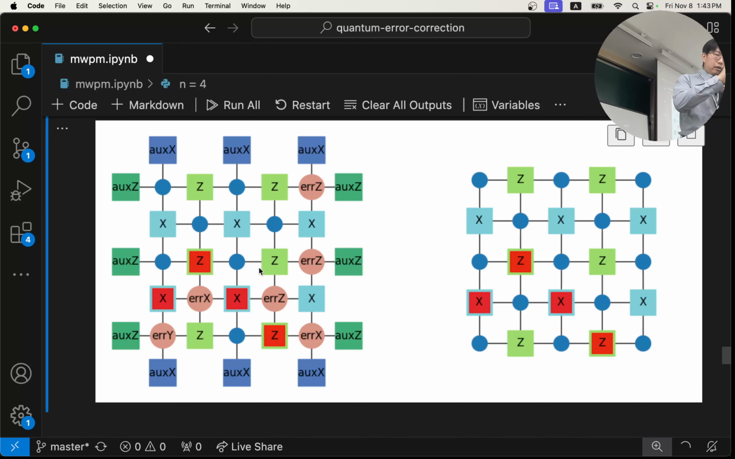So there are more things to do in the actual process of correcting the error, but for now, I want you to fully understand what's going on here. I'll explain again from the beginning if you don't understand the syndrome measurement. It all depends on the syndrome measurement.